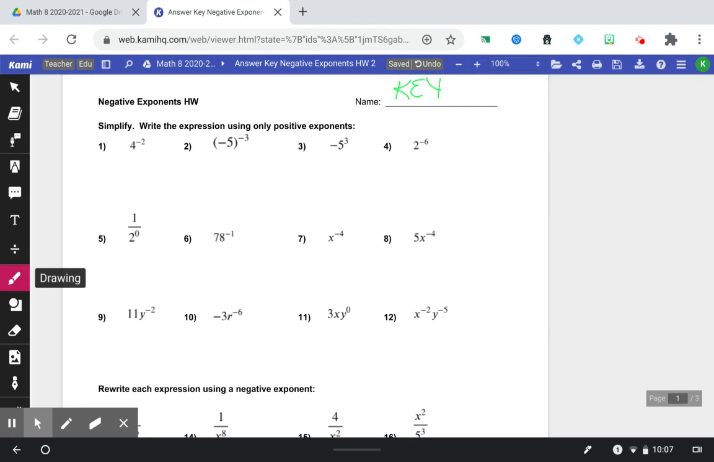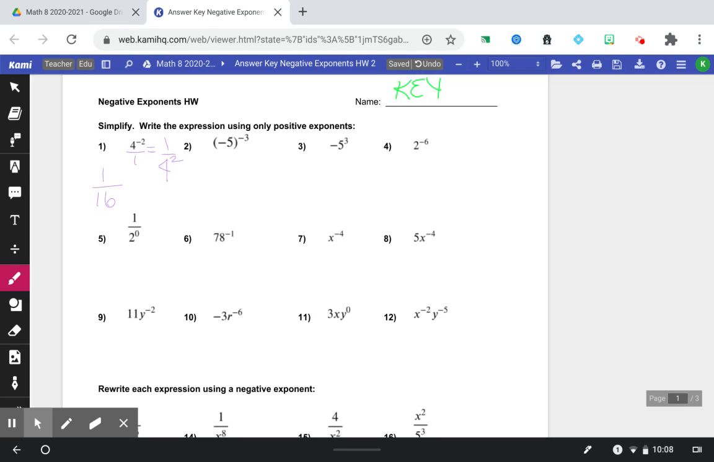Okay, so number one, you have 4 to the negative second exponent. So remember, you put it over 1. We can flip it, so it's 1 over 4 squared, and then you can do the math on that because 4 squared is pretty simple. So you can get 1 over 16.